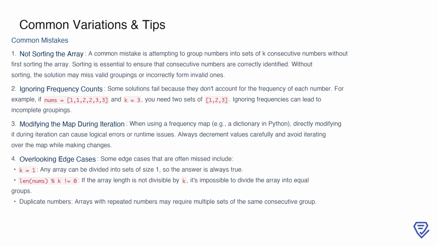Additionally, modifying the frequency map while iterating over it can lead to logical errors or even runtime issues. It's important to decrement values carefully and avoid directly iterating over the map while making changes. Lastly, don't overlook edge cases. For instance, if k equals 1, any array can be divided into sets of size 1, so the answer will always be true. Or, if the length of the array isn't divisible by k, it's impossible to create equal groups. Arrays with duplicate numbers may require forming multiple identical groups, so these scenarios need to be considered as well.